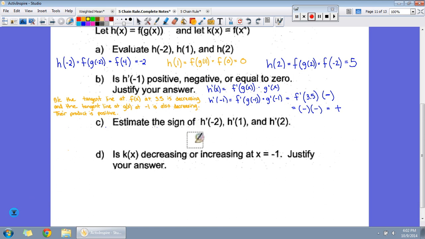Okay, we're going to do h prime of -2 and h prime of 1 the same way. If you want to go ahead and pause the video at this point and try to figure it out yourself, I encourage you to do so. Otherwise, just keep watching and I'll do it for you.